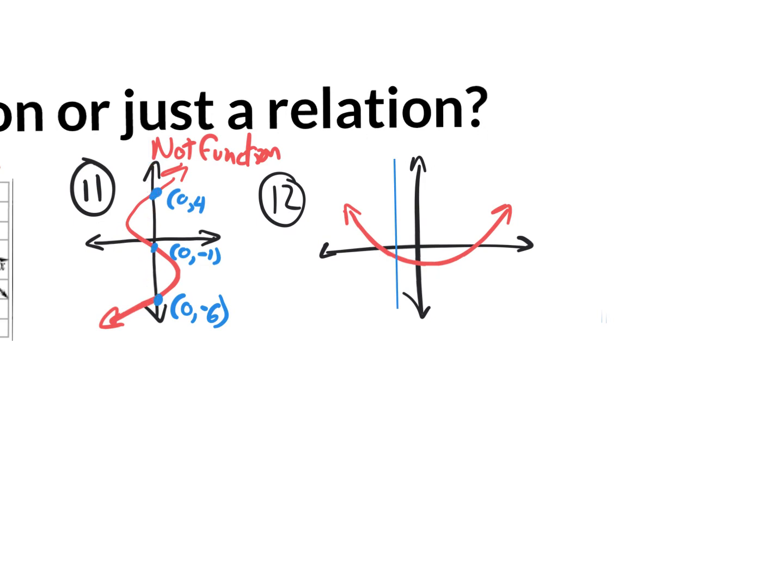Right here, it's only one point throughout. So this is a function right here. I hope this makes sense. This is a function. It passes the vertical line test.